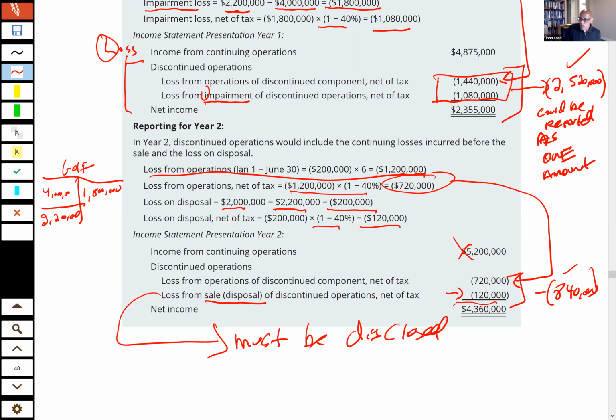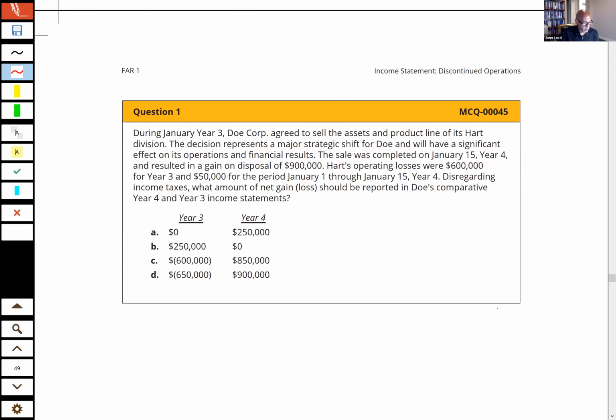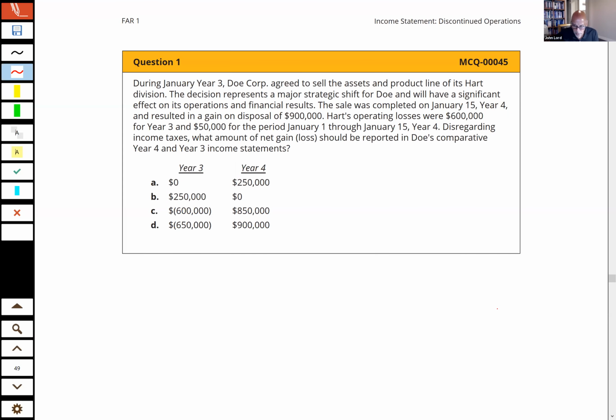Okay, good. Let's go ahead and look at this question. This question, to me, summarizes the whole thing right here. This is a good question. So I'll go ahead and pull you up here.